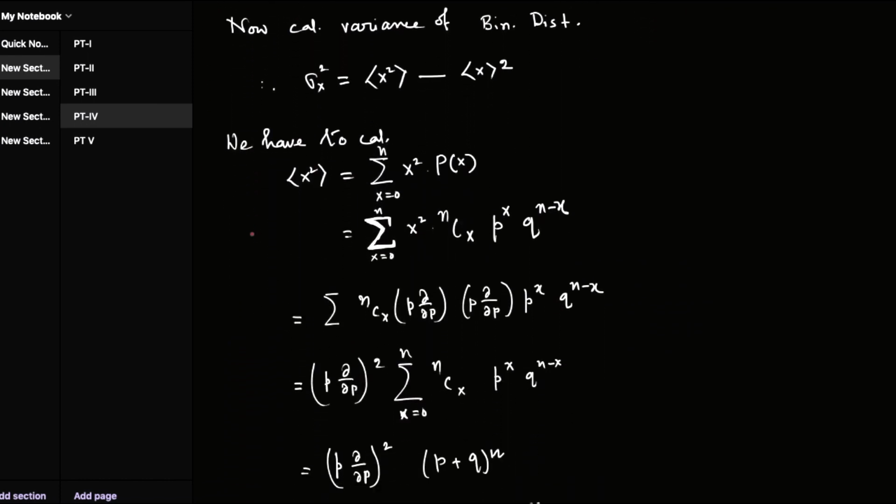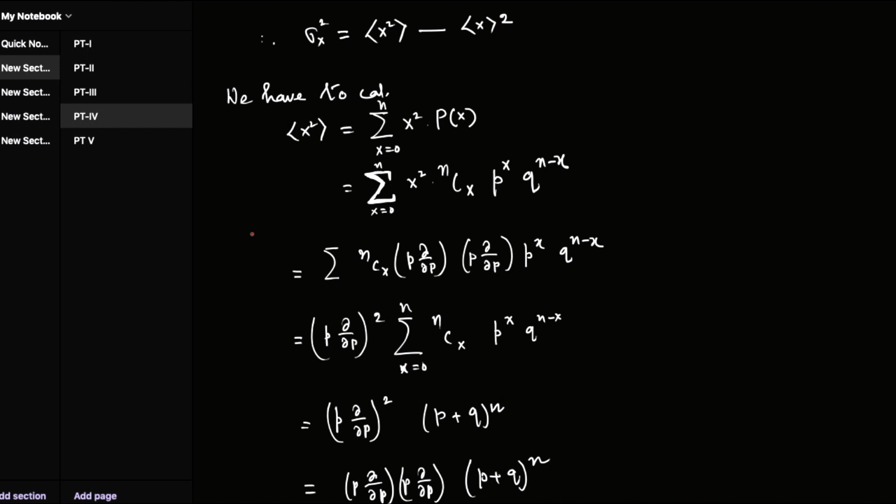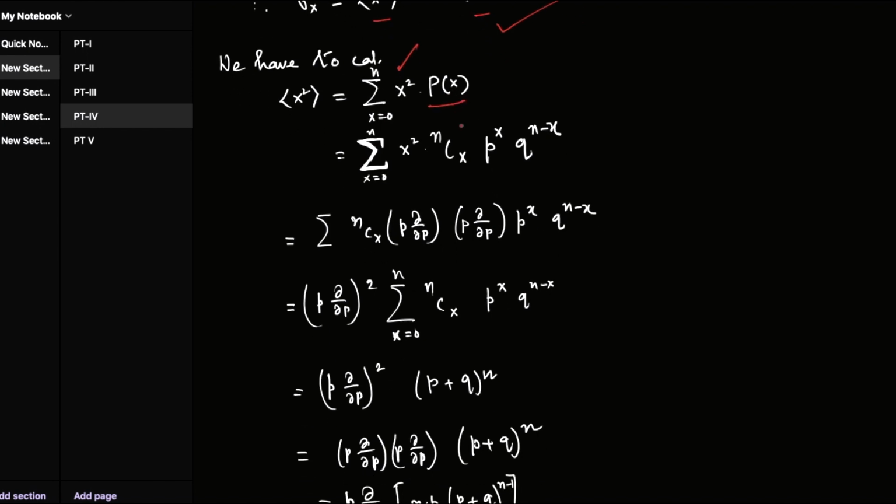Now calculate the variance of the binomial distribution. It is basically x square average minus x average squared. We have already calculated x average. Now we want to calculate x square average. The recipe is very similar and already familiar: x square times the probability distribution. That means the sum over x equals 0 to n of x square NCX p to the power x q to the power n minus x. And we write x times p to the power x as p times del del p.